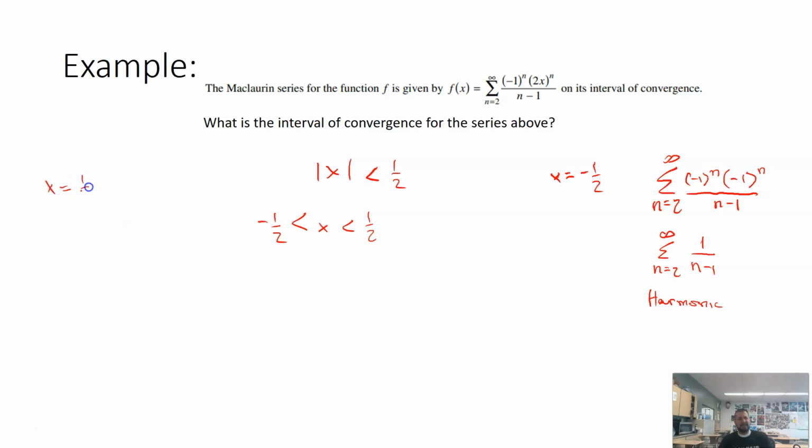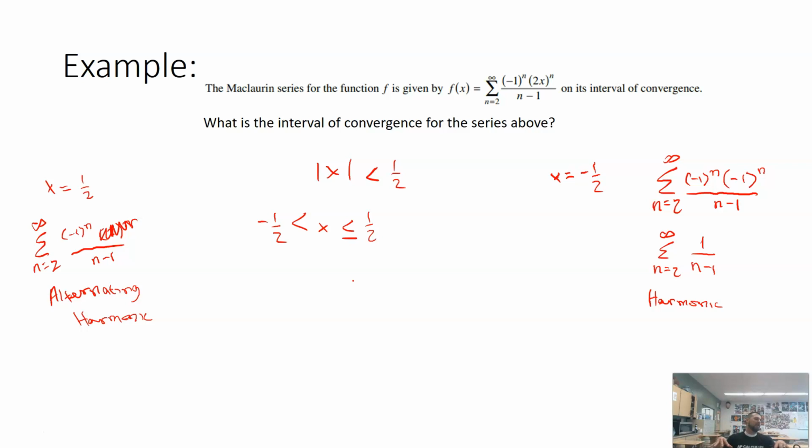Then I have to do the same thing at positive 1/2. So I make my summation n equals 2 to infinity. And I have negative 1 to the nth over 2 times 1/2, which is 1 to the nth power. Well, this time, since it's positive 1, that 1 raised to any power is just going to go away. This is negative 1 to the nth over n minus 1. That is an alternating harmonic series. So when I see an alternating harmonic, that changes things a little bit, because I know that an alternating harmonic series is convergent. So what that means is I would include that endpoint.